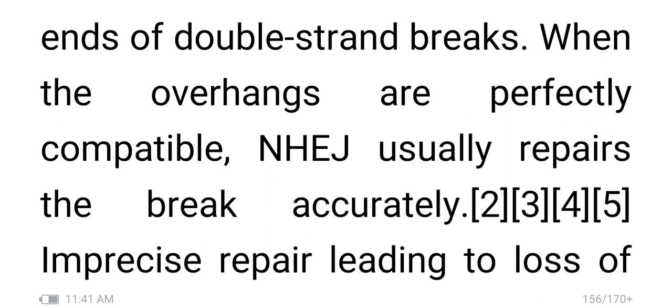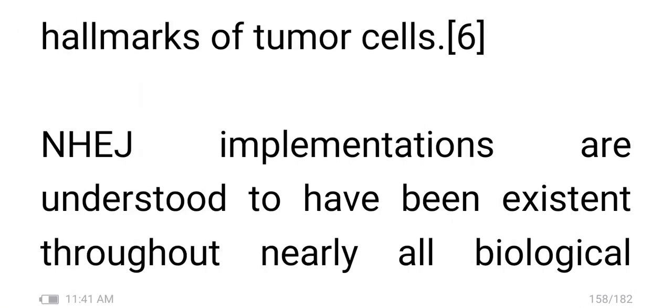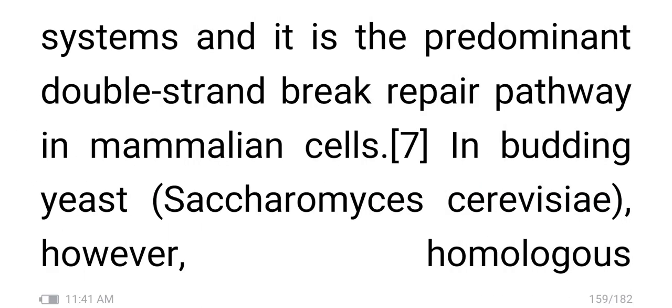Imprecise repair leading to loss of nucleotides can also occur, but is much more common when the overhangs are not compatible. Inappropriate NHEJ can lead to translocations and telomere fusion, hallmarks of tumor cells. NHEJ is understood to have been present throughout nearly all biological systems, and it is the predominant double-strand break repair pathway in mammalian cells.